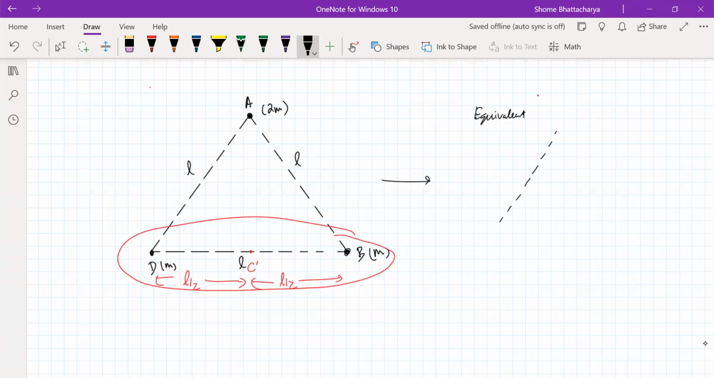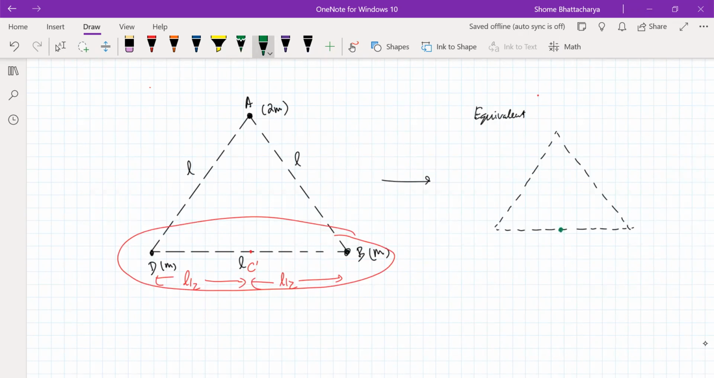Could the center of mass be the centroid also? No, it is not the centroid, because the masses are not equal for A, B and D. You understanding the point? If the mass of A were m, then it would have been the centroid.